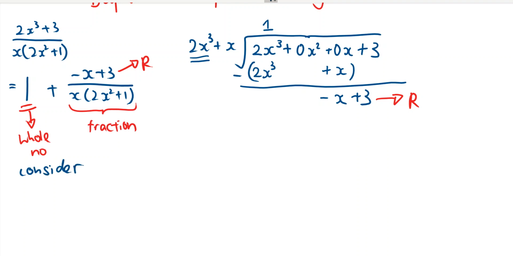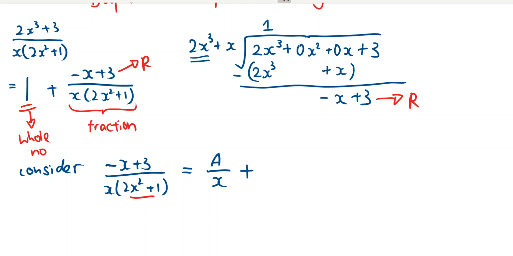because all we want is negative x plus 3 over x bracket 2x squared plus 1. This is equal to, now for x, straightforward, it is a linear factor. Now observe that 2x squared plus 1 cannot be factorized. So if I have 2x squared plus 1, what would be the numerator? It would be bx plus c. And this is your case number 3 of solving partial fraction.